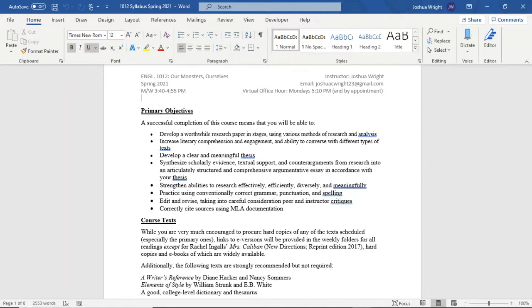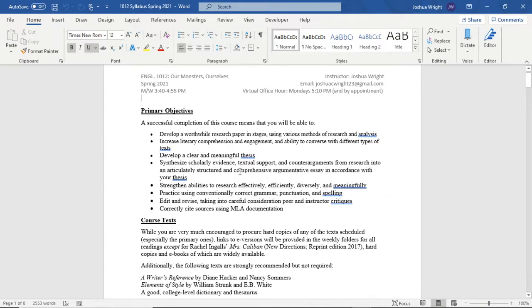So we're reading some theoretical pieces early on that make an argument. They're more academic, more expository, but they're connected to the fiction and poetry that we'll be reading, primarily fiction, very little poetry.